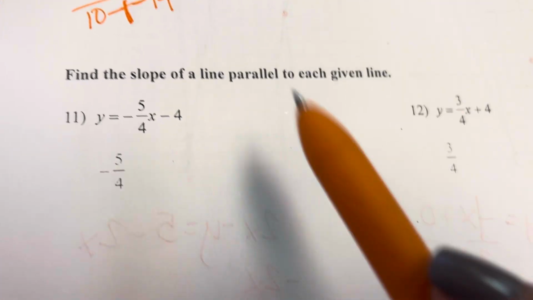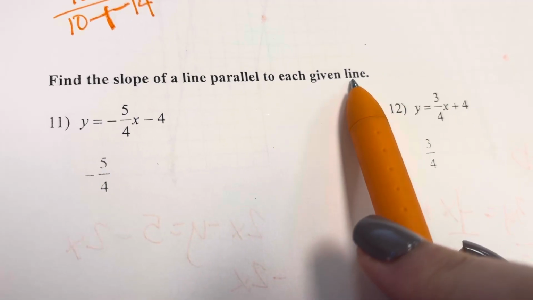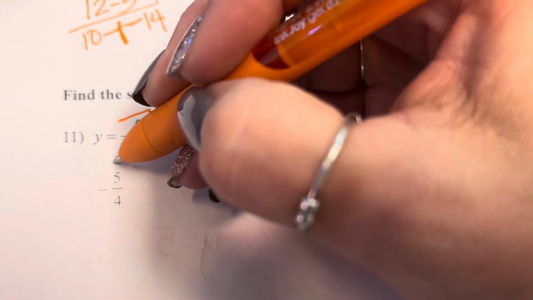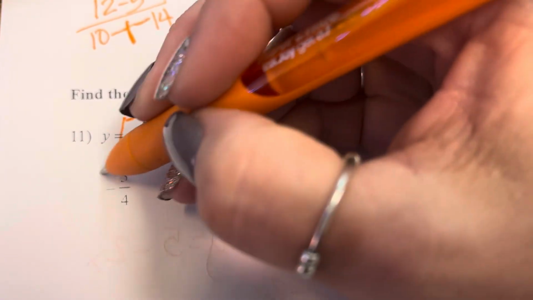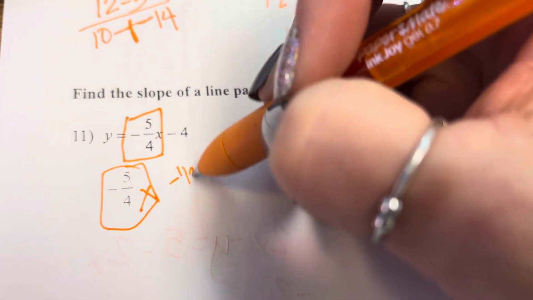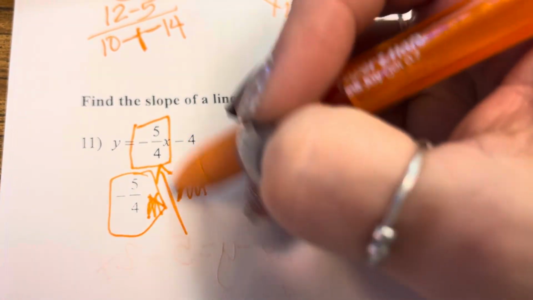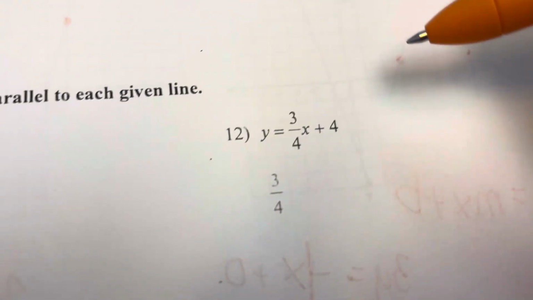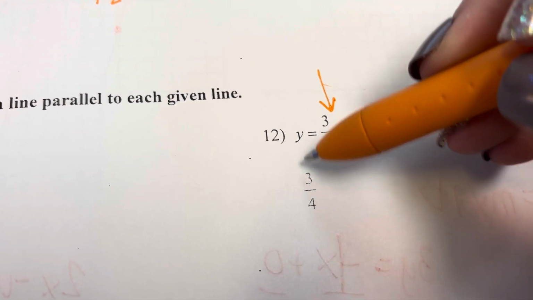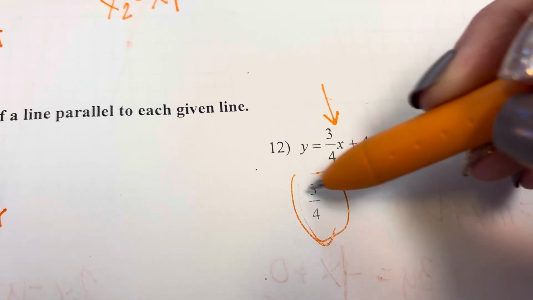Down here, find the slope of a line parallel to each given line. That's simply just this. Remember, the slope is only that number. It's only the number. If you put X, I'm marking you off. You have to just put the number. That number is the slope. Over here, if it's parallel, it's going to have the same slope as that one. No X, it's just the number. It's rise over run.